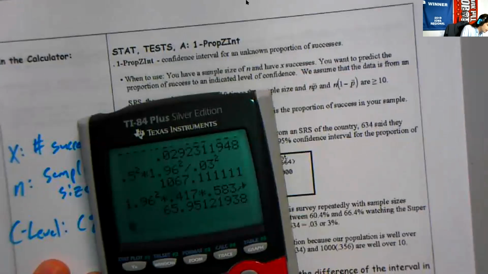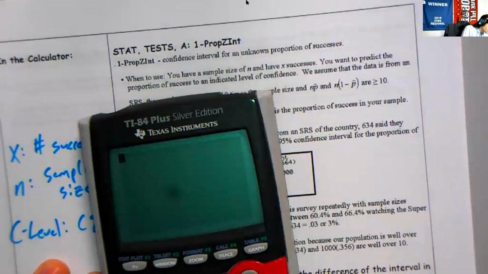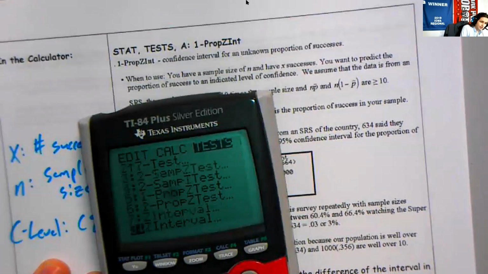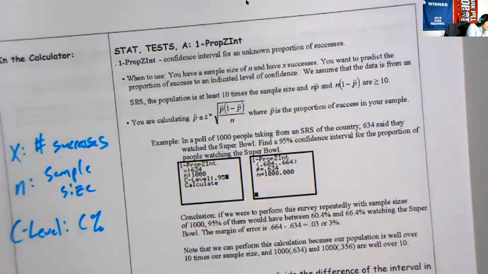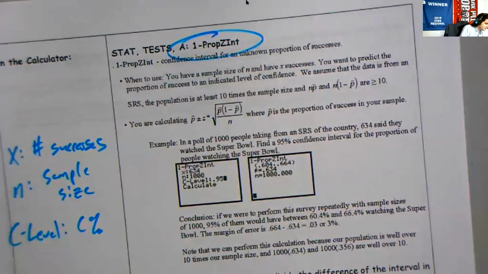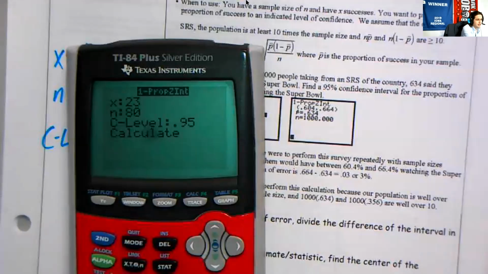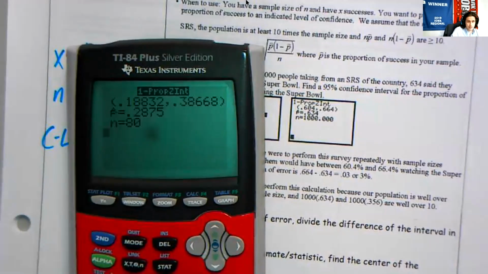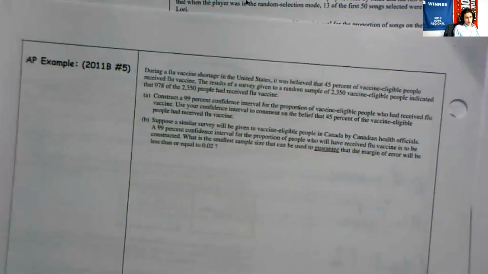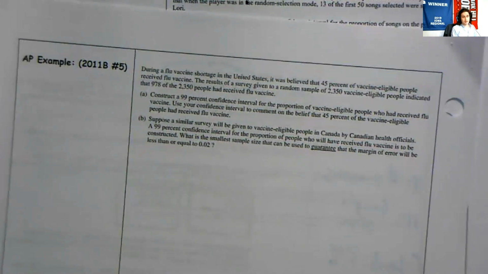So where is this? We go clear, clear. What are we doing? We're going to Stat, going to Tests, and going down to 1-PropZInt. That's option A. See up here, option A, the 1-PropZInt. And what do we put in there? We put in three things: the number of successes, sample size, and confidence level, and it spits out an interval for you. This does the do step for you. Feel free to use this. And then we have a couple more examples dealing with what this looks like in free response questions.